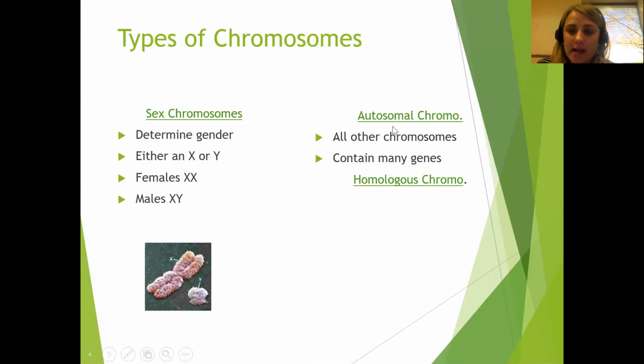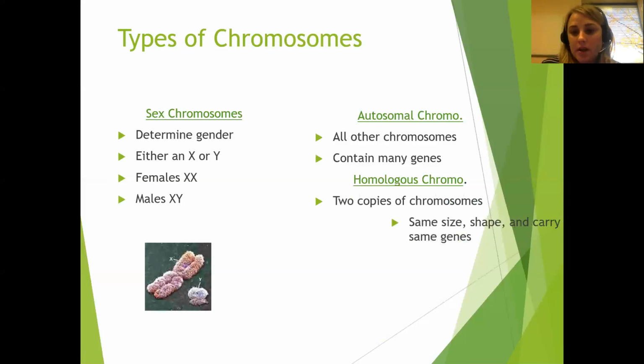The second type of chromosome is an autosomal chromosome. Since you have two sex chromosomes or one pair, that means that you have 22 pairs or 44 autosomal chromosomes. And these are all of the other chromosomes in your karyotype. And these contain everything else. So your eye color, your hair color, how tall you're going to be, are you going to have a genetic disorder? All of this information is contained within your autosomal chromosomes.